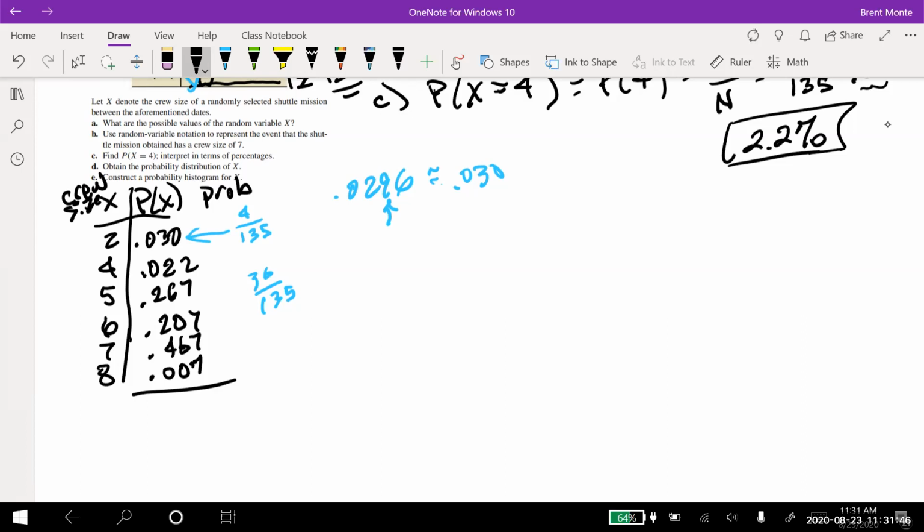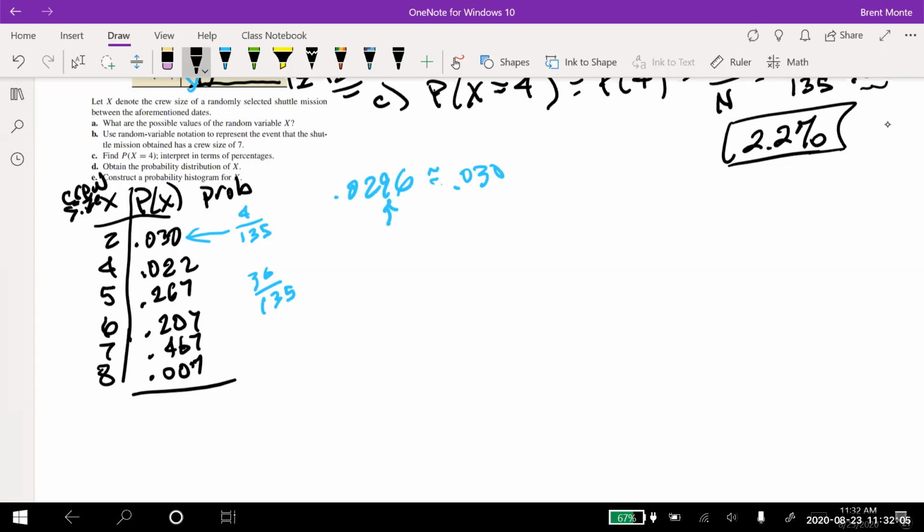It should add up to 1. Since we're to the 1,000th, the 3rd decimal place, we may be off on that last decimal place by 1. So it may be 1.001, might be 0.999. Those would be fine. If you're any further off than that, check your math. You shouldn't be.